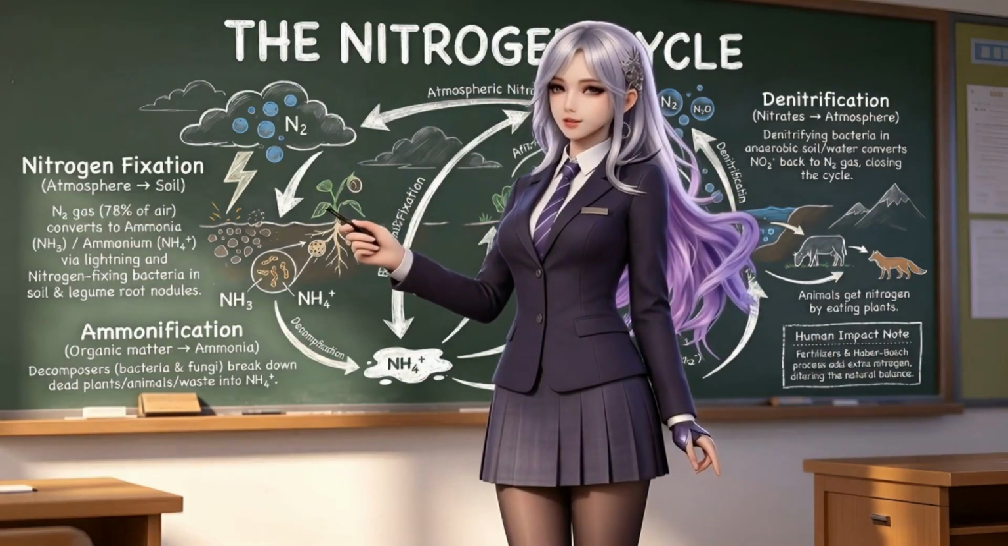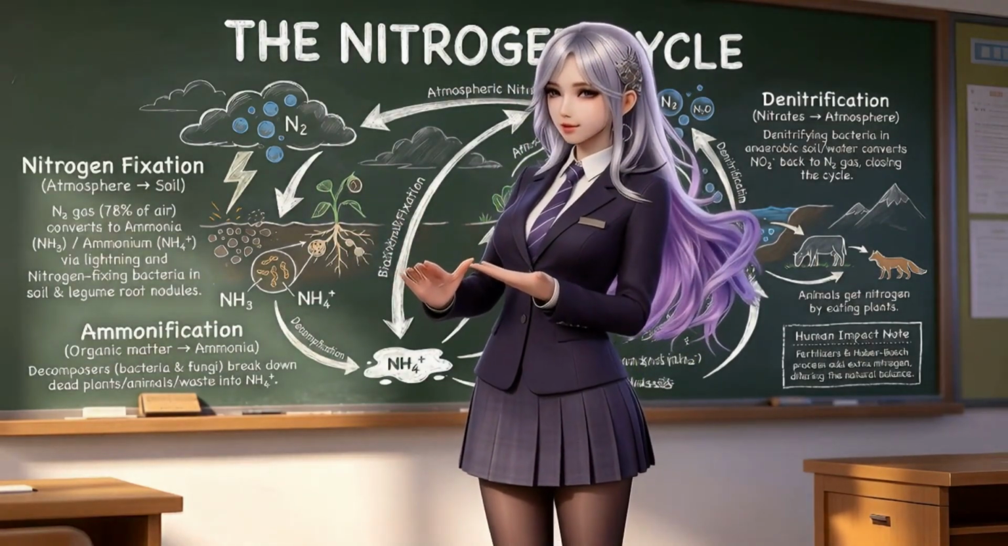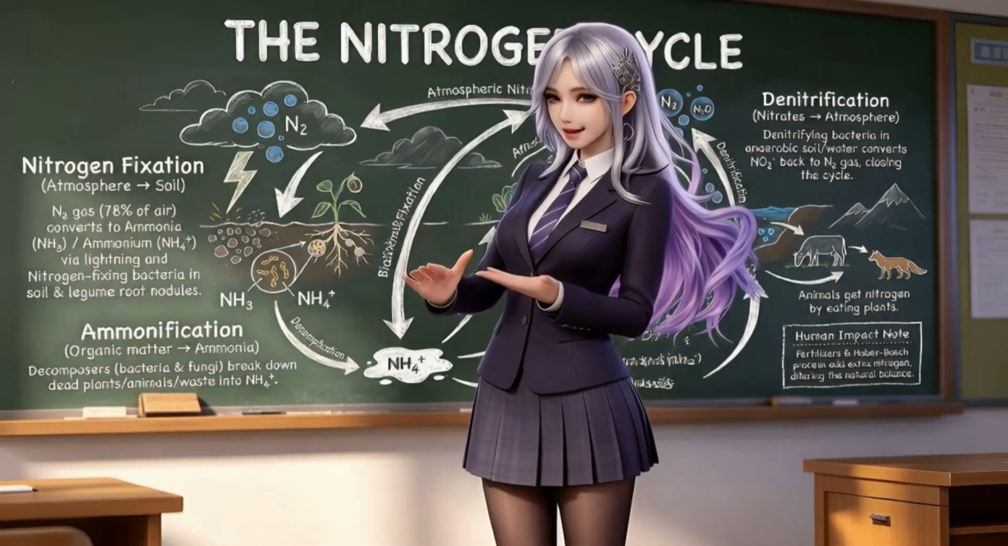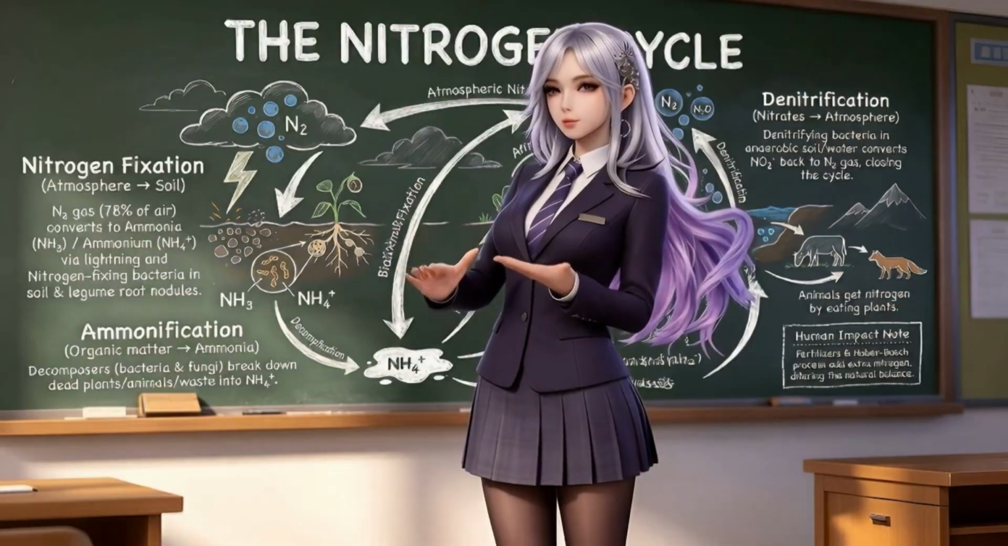Here's the complete nitrogen cycle. You can see it forms a continuous loop between the atmosphere, soil, plants, animals, and back to the atmosphere. There are 5 major steps in this cycle. Let's go through them one by one.